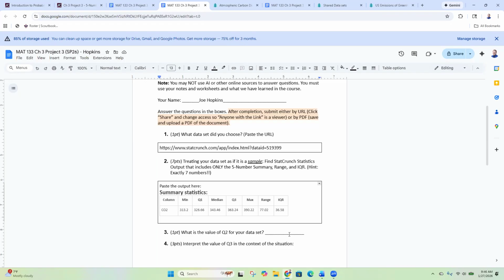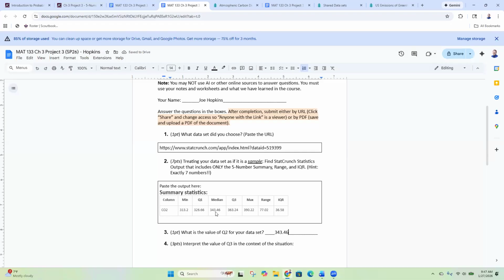So now that I have that, question three, what is the value of Q2 for your data set? Looking at my screen, your numbers are obviously going to be different than mine, but what is the Q2 for my data set? Kev says, yes, it's the median. So for me, it's 343.46.